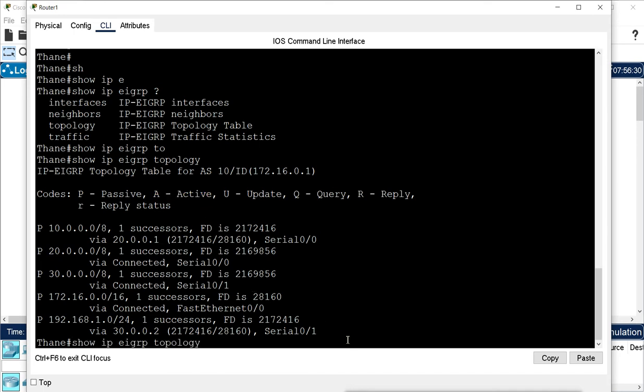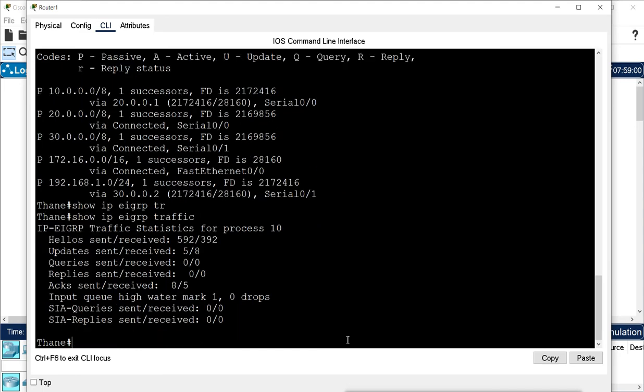We can also see the traffic which is sent and received from this router. You can see the hello sent and received, update sent and received, query sent and received, reply sent and received, acknowledgement sent and received, and whether anything is queued or dropped. So all these we can see here, how many hello packets it has sent and received. We can see the updates, queries and replies and all these things. This is to check the traffic.